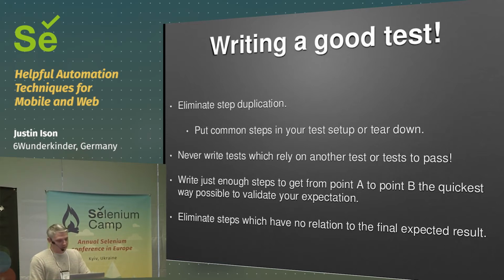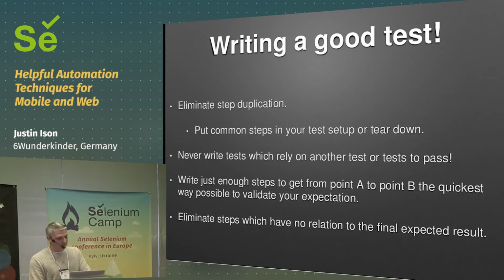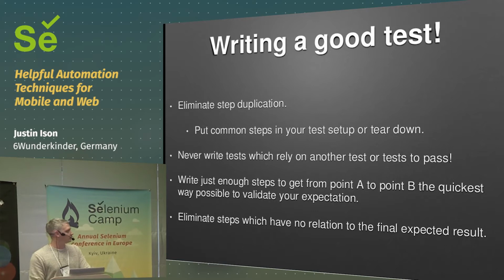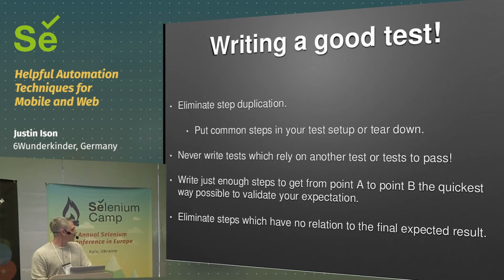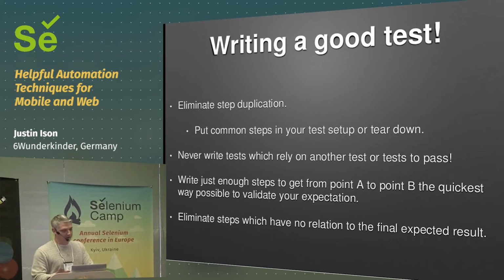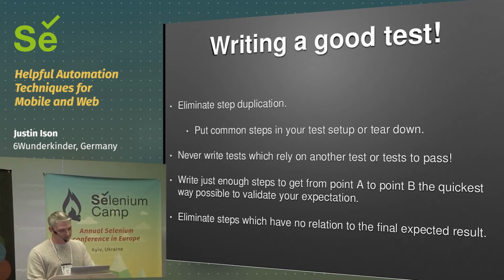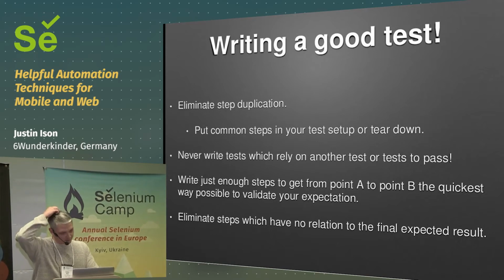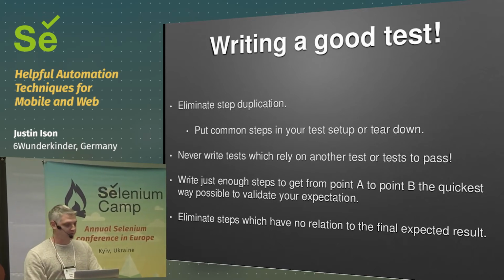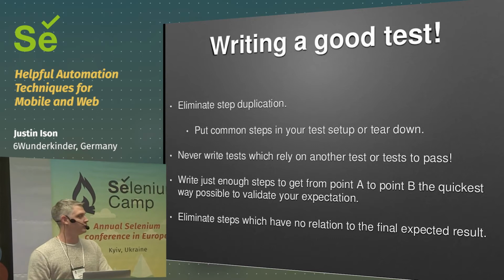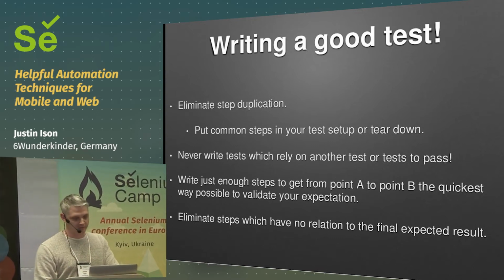You want to write just enough steps to get from point A to point B the quickest way possible, just to get to your expectation. Eliminate all the unneeded steps, basically. Essentially, you want to get rid of all your steps that have no relation to your final expected result. Just pure steps to get to your end goal, which is point B.